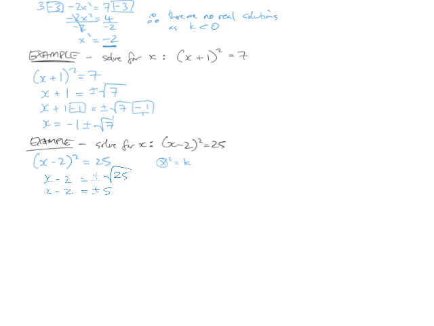And then, what's the opposite of taking 2? Adding 2. So we need to add 2 to both sides. Plus or minus 5. Add 2. So x is going to be 2 plus or minus 5. 2 plus 5 is going to be 7. Or 2 minus 5 is going to be negative 3. So there's two solutions there, 7 or negative 3.